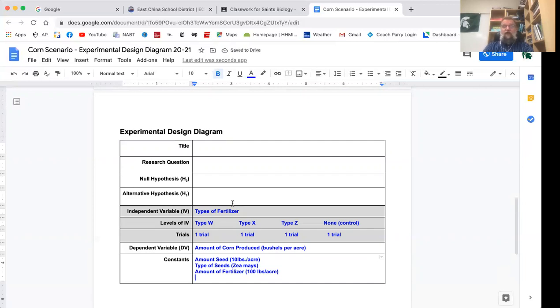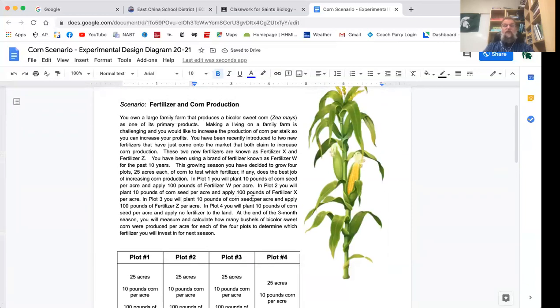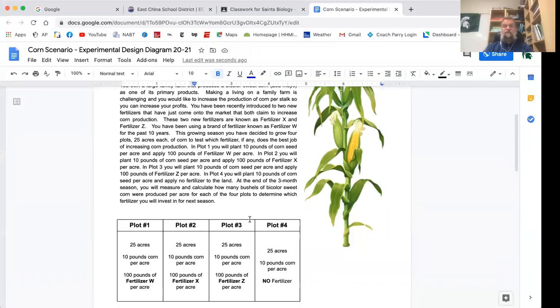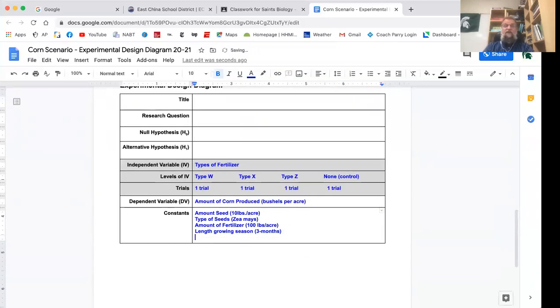They also have the length of growing season. And it tells me that's going to be 3 months. So everybody's going to be growing at the same time. And I can go back up and search for other things that they are trying to keep the same. The size of the plot is another key factor. 25 acres.